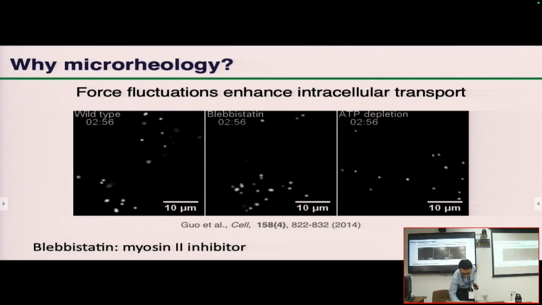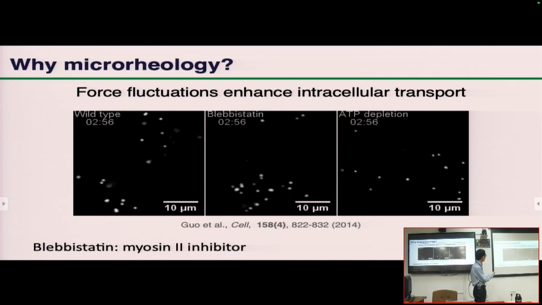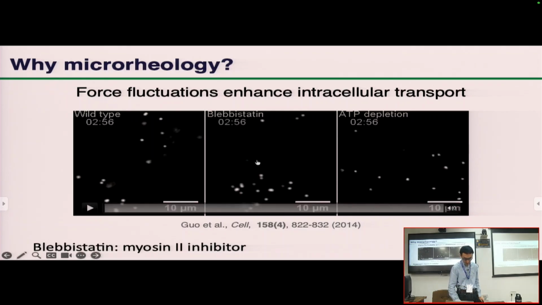Okay, video, let's play the video again. Before I do that, let's explain what's happening here. This is a cell, untreated, and in the middle it is treated by this chemical. This is a myosin motor inhibitor. What it means is if you put that in here, you're going to kill the activity of the molecular motors. And another way to kill this activity is to remove the fuel. So in the third video, ATP is depleted, so they again cannot generate active forces.